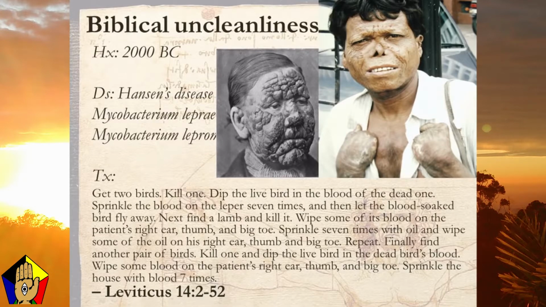Another excuse was biblical uncleanliness. So 2,000 years before Christ, there was this disease. It didn't have a name, Hansen's disease, at the time, but it was one of the most common diseases or plagues on man. And today we call it leprosy, and they actually call it leprosy in the Bible too. But they assumed that leprosy was a punishment from God for being a sinner. So what's interesting is the treatment that they used. Get 2 birds, kill one, dip the live bird in the blood of the dead one, and sprinkle the blood on the leper 7 times. It was this ritual they went through.